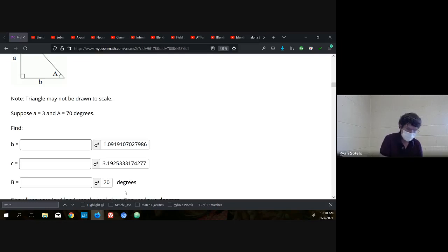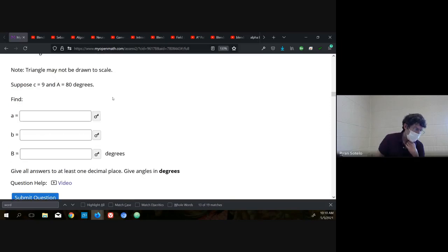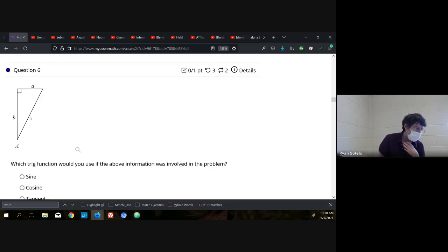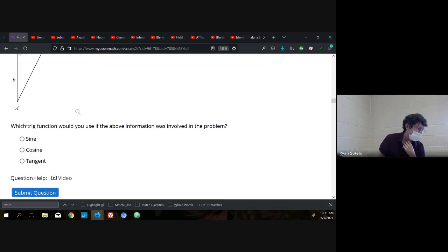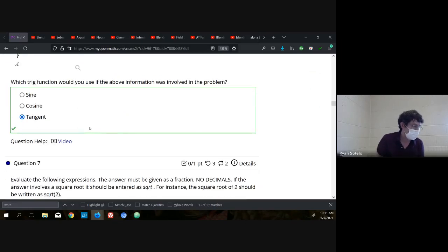Any questions on that one? Five works in a similar way. For question 6, if I had an angle and I had the side opposite to it, and the side adjacent to it, I'd have to pick which function relates an angle to its opposite and adjacent side. That'd be tangent. So that's what I'd use to solve that.